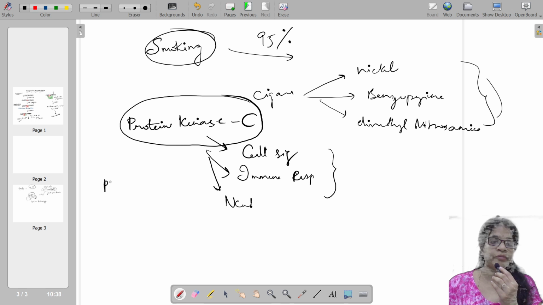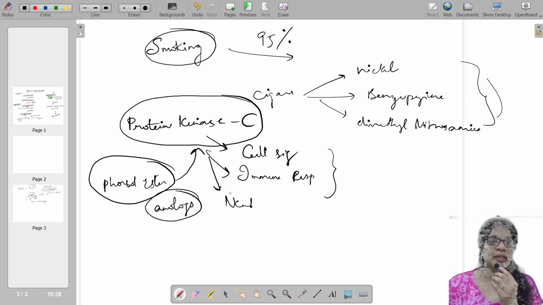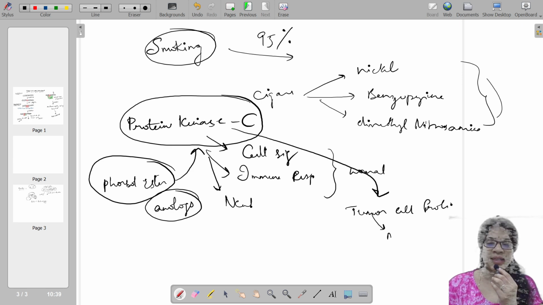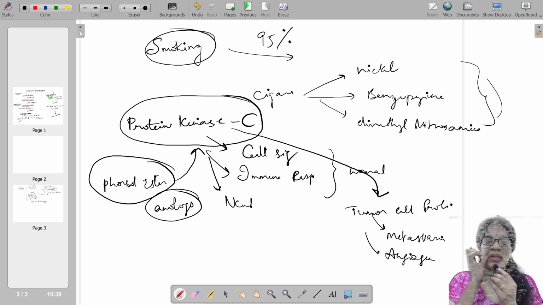But what happens? You have a compound called phorbol ester. This particular group of compounds will mimic the activity of your protein kinase C, forming analogs. Instead of binding to the protein kinase C, they form analogs which look alike, and instead of undergoing a normal cell cycle, they make the activity favorable for tumor cell formation. Instead of doing a normal cell activity, protein kinase C stimulates the tumor cell proliferation by metastasis, by angiogenesis. Actually, protein kinase C plays a major role in cell signaling and all.